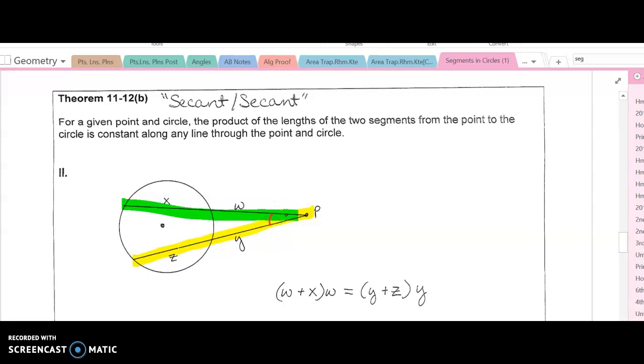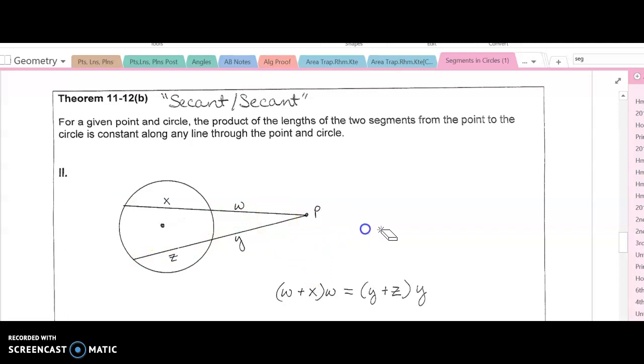This exterior angle was equal to this arc minus this arc divided by 2. And now we're going back and talking about how long these pieces of the segments are, because there are some neat properties that circles cut these segments proportionally.